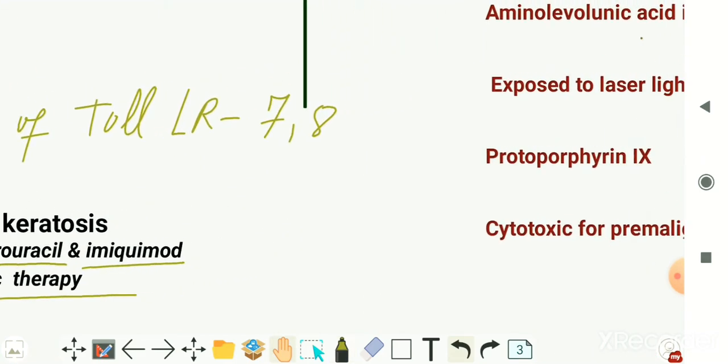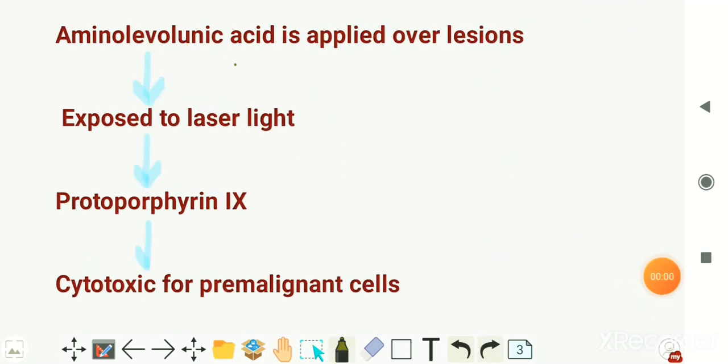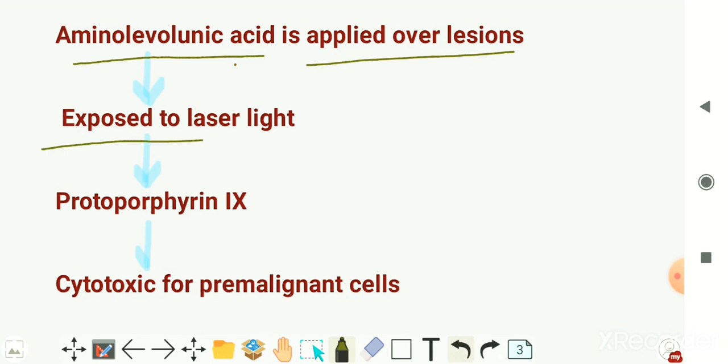Now let's see the explanation of photodynamic therapy. In photodynamic therapy, a chemical is used which is known as aminolevulinic acid. This aminolevulinic acid is applied over lesions of skin. Then these lesions are exposed to laser light. Due to the exposure to laser light, the aminolevulinic acid gets converted into protoporphyrin 9.